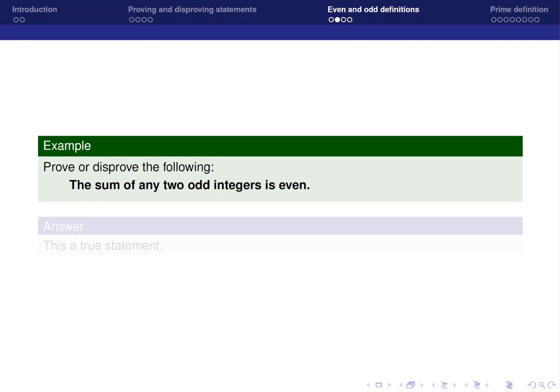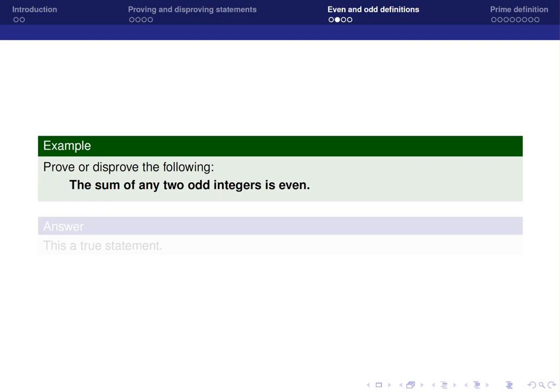So now that we have seen the definitions of even and odd, let us practice our first proof together. This one says, prove or disprove the following statement. The sum of any two odd integers is even. So since this is our first proof, how do we go about proving something?